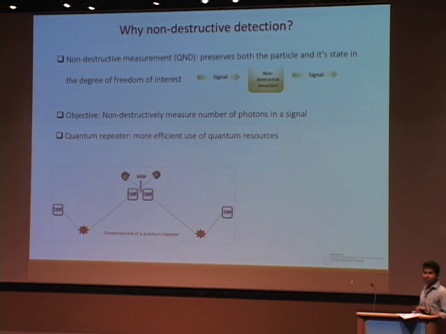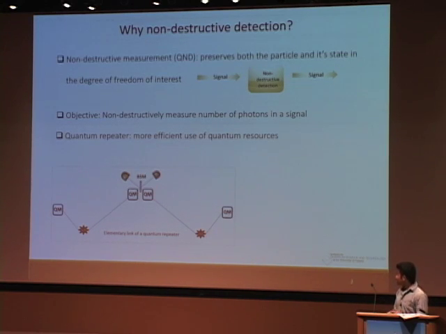So there are different kinds of non-destructive measurements you can do, and the particular one we are interested in is doing a number non-destructive measurement where we try to detect the number of photons present in such a signal. The reason we are interested in such a measurement is mainly because of the applications it has in building quantum networks. If you take the particular example of a quantum repeater, where you have sources of entangled pairs at the nodes, where one photon is stored in a quantum memory while the other is going towards a Bell state measurement station for entanglement swapping.